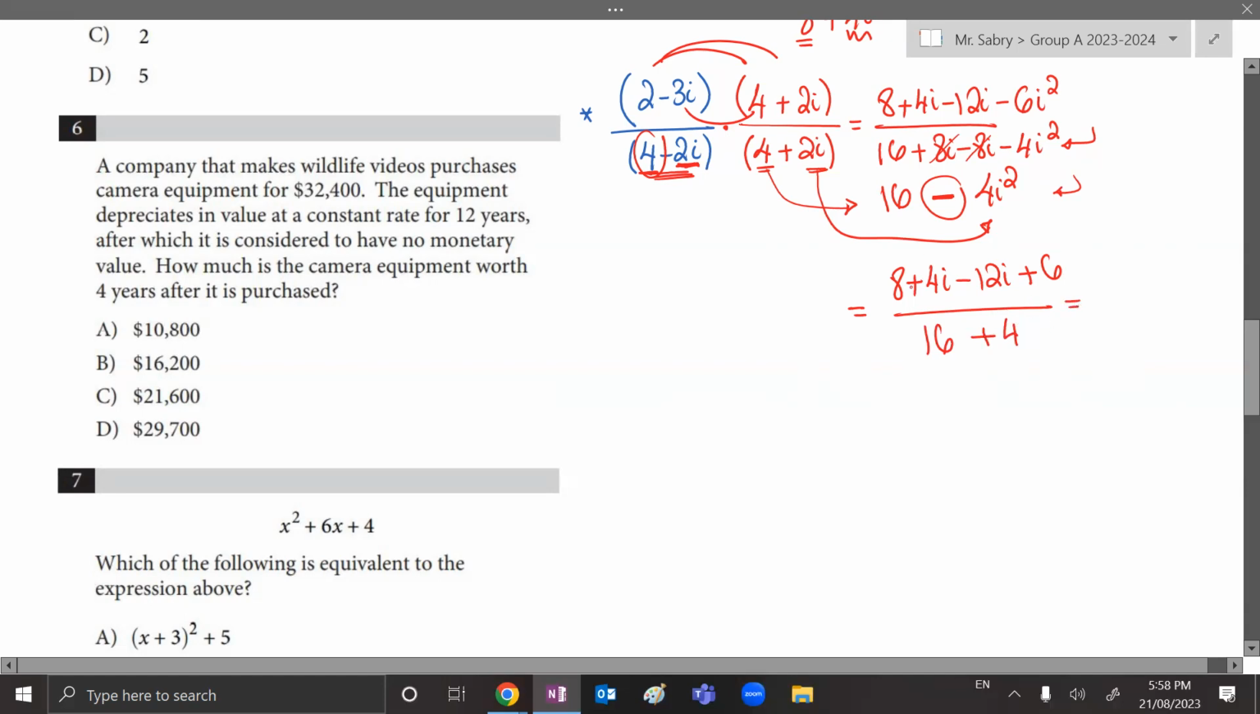Then I'll add like terms together. 8 plus the 6, that's 14. 4i minus 12i, that's -8i. Over اللي تحت 16 plus 4, that's 20.